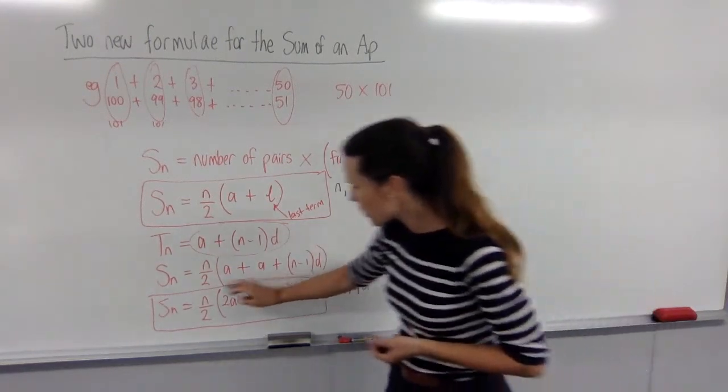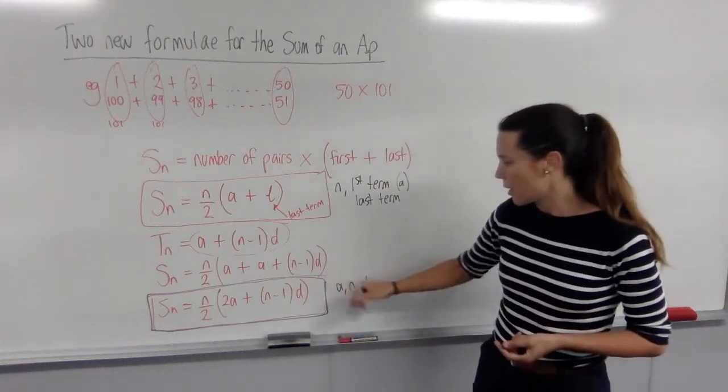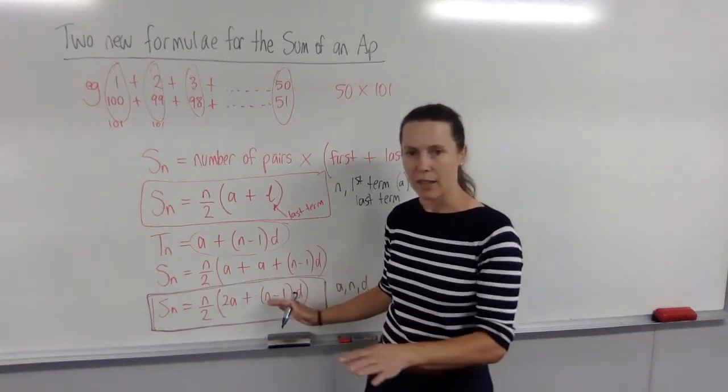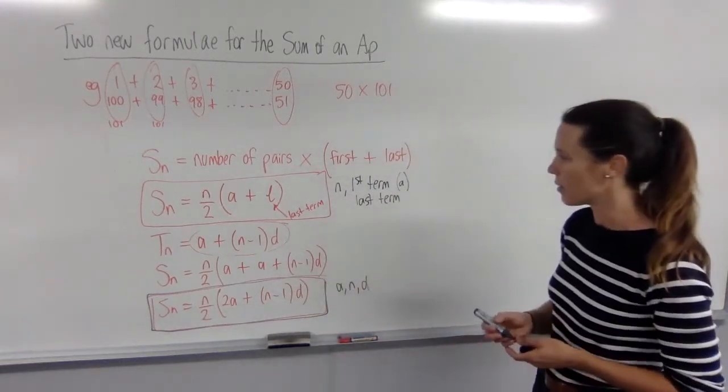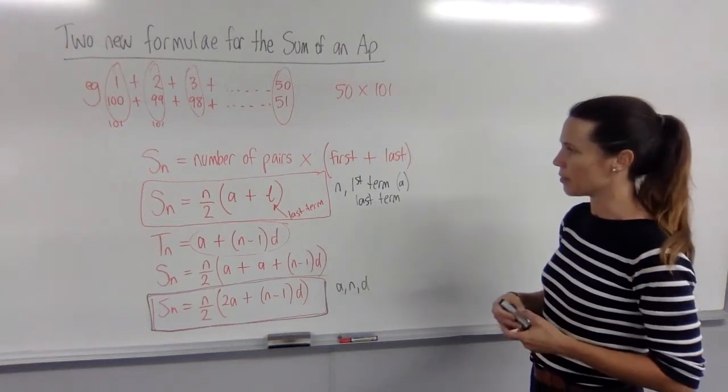But lots of people really like this, just being able to throw A and N and D straight in and have the sum between terms just drop out. So you've got two formulas there.